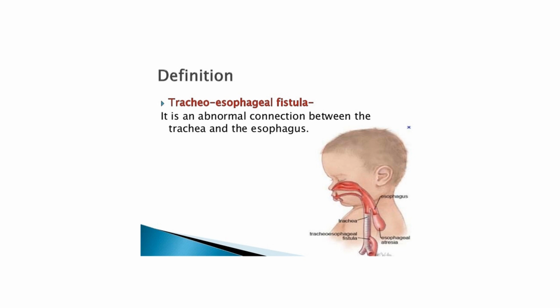Now the next condition is fistula. The meaning of fistula is an abnormal connection between the trachea and the esophagus. If there is an abnormal connection between the esophagus and the trachea tube, that condition is called fistula.